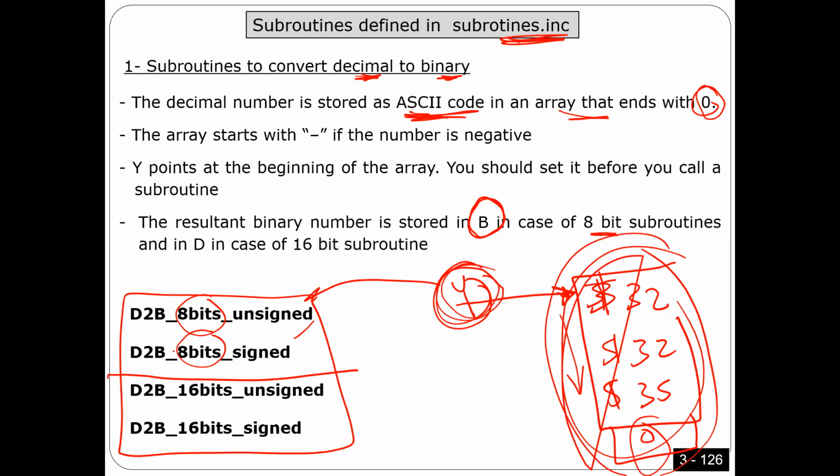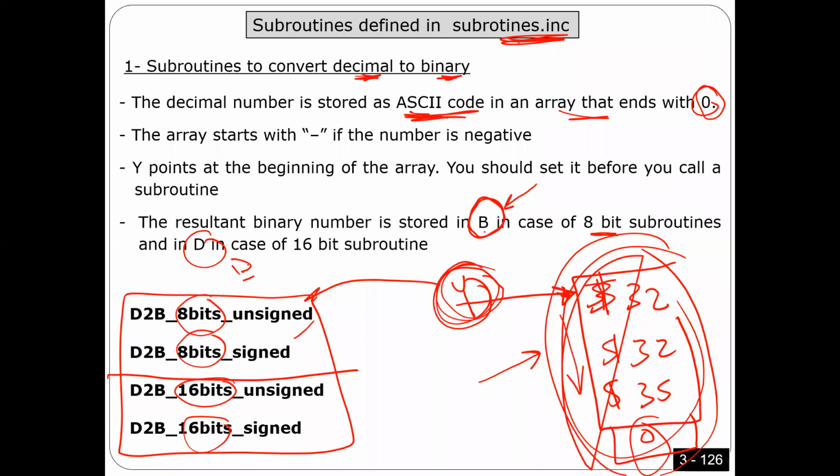If you have a bigger number in 16 bits, you have to use one of these 2 functions. The input you have to send to this function has to be an array like this one. You have to put the beginning address in register Y before you call this function. This function is going to convert this number to binary, and in the case of 8 bits, it's going to be stored in register B. In the case of 16 bits, it's going to be stored in register D.